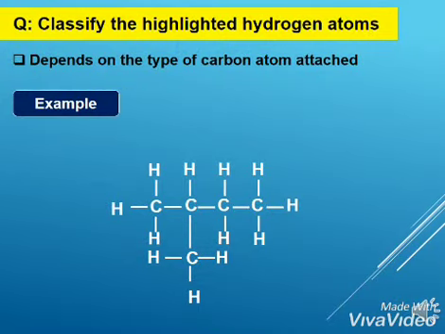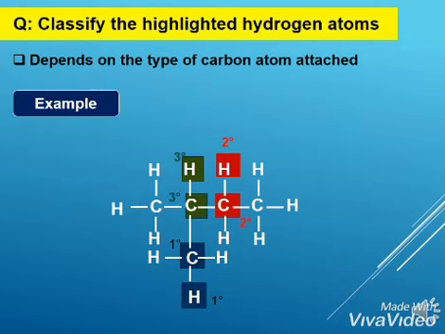Let's try the example question to classify the highlighted hydrogen atoms in the compound below. This hydrogen is attached to a primary carbon, so it is classified as primary hydrogen. The second hydrogen is attached to a secondary carbon, so it is secondary hydrogen. And then we have the hydrogen attached to a tertiary carbon, so it is classified as tertiary hydrogen.